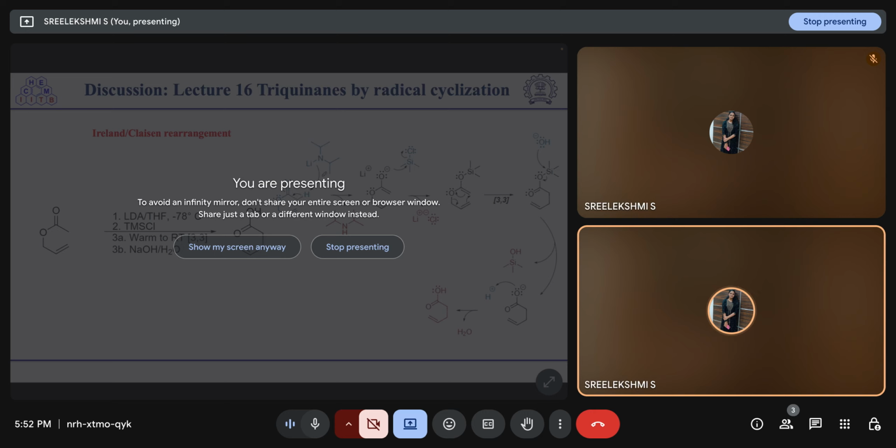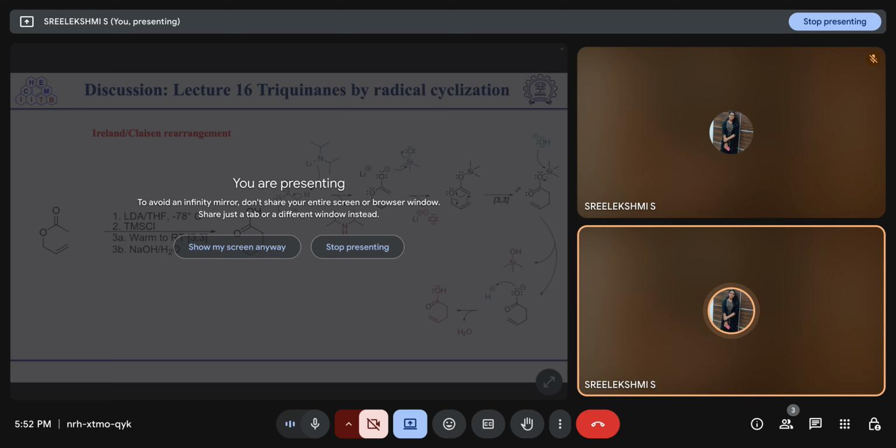of this ester. So it will give this enolate anion, and this negative charge will attack over the silyl chloride silicon and it will form this enol TMS. Then once this enol TMS is formed, then OH minus will attack over the silicon and this bond will shift to here to form this intermediate. Then H plus, it will get protonated to form this, and water molecule will leave and it will form this carboxylic acid. So that is the mechanism for this Ireland Claisen rearrangement.